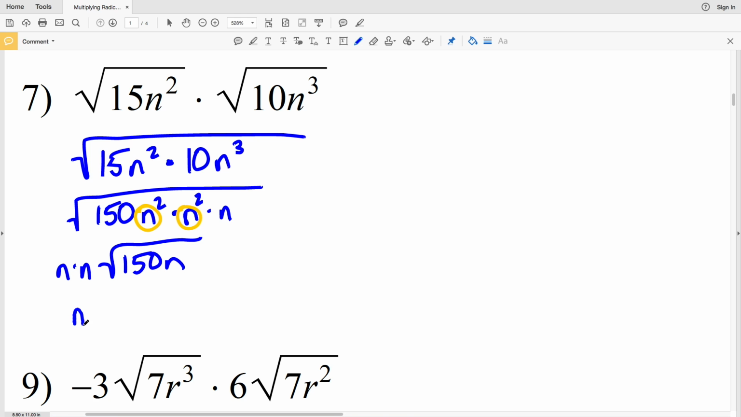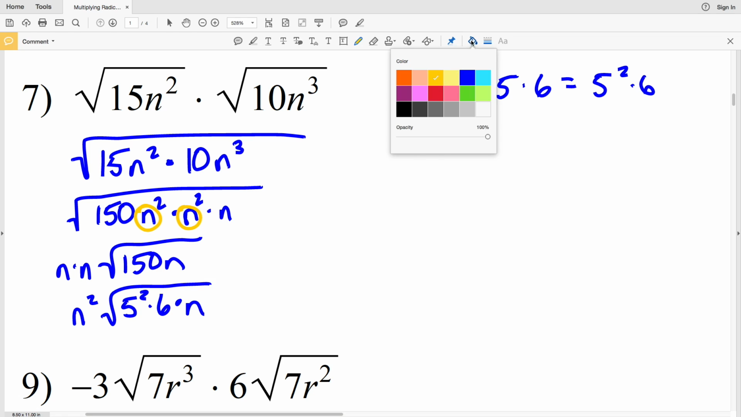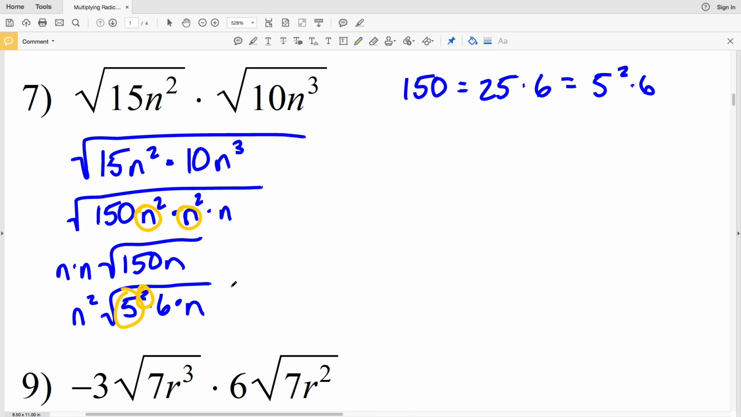150n. N times n is n squared, and I'm going to rewrite 150 using the largest perfect square that's a multiple of 150, which is 25. 25 times 6 equals 150, so I'll rewrite 25 as 5 squared times 6. So now I'll have n squared times the square root of 5 squared times 6 times n. And my last step will be to pull out this 5 because it has an exponent of 2. So I'll get 5 times n squared times the square root of 6n as my final solution in number 7.